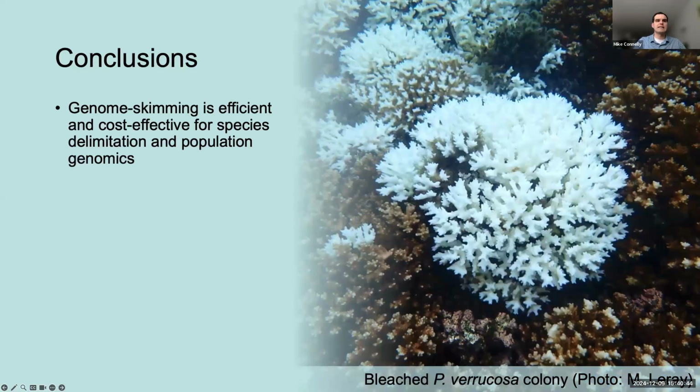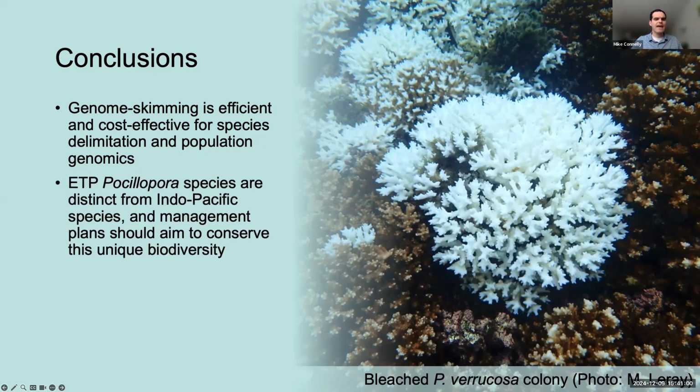But I want to close by highlighting that this genome skimming approach is efficient and cost-effective for species delimitation and population genomics at whatever level you're interested, whether it be recovering marker genes or looking at fine-scale patterns of population differentiation. And that we can understand now that the Eastern Pacific Pocillopora species are distinct from Indo-Pacific species, and management plans should aim to conserve this unique biodiversity in the region.